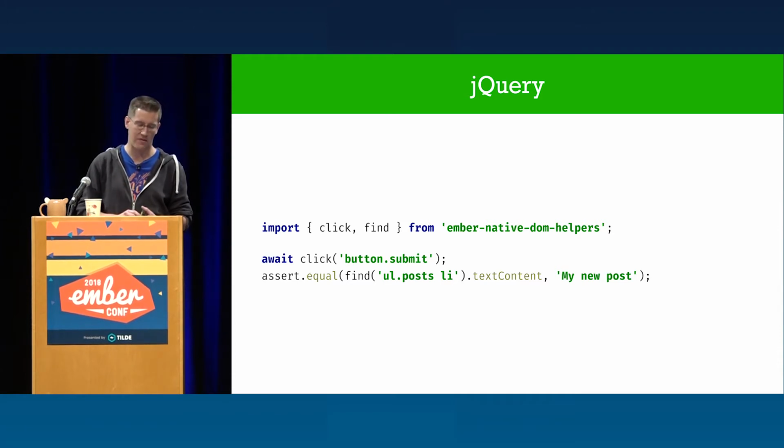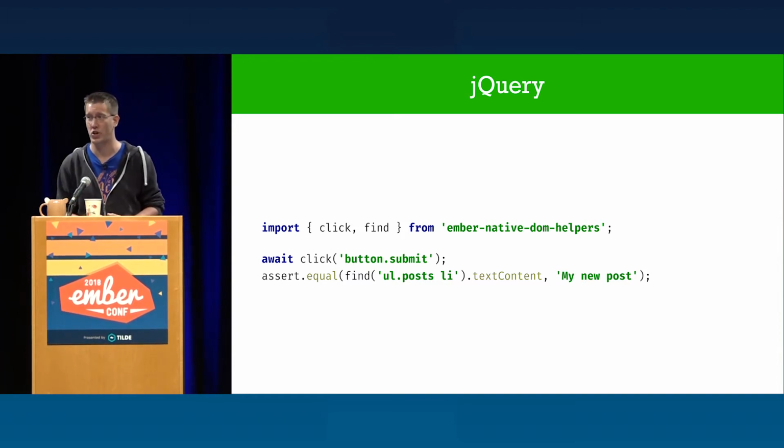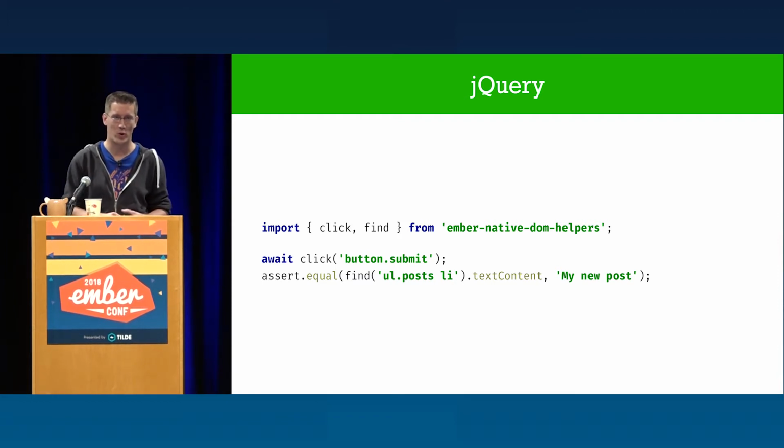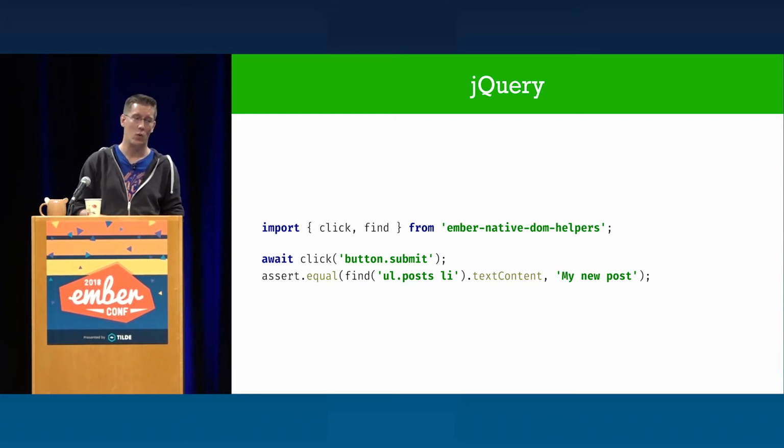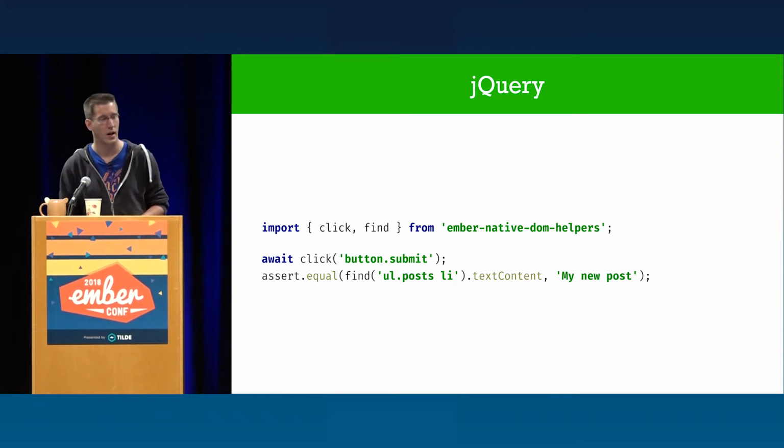There is one minor caveat. The global find helper actually returns a jQuery object. Since we don't use jQuery with the native DOM helpers, we can't actually do that, which means we return a native DOM element. So there is a slight problem there, but it's actually easy to work around because the native DOM APIs at this point are quite all right.